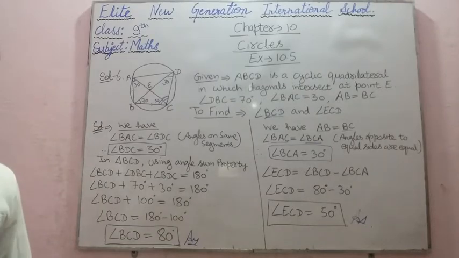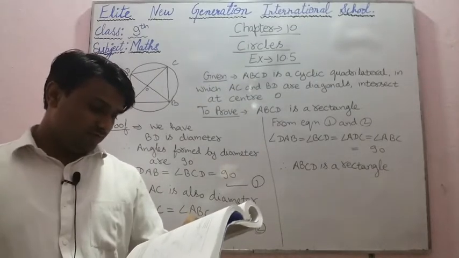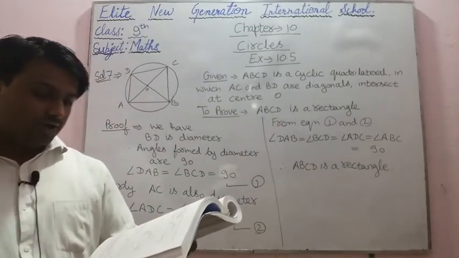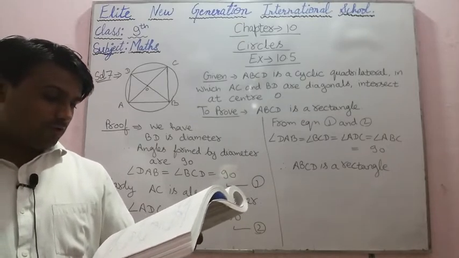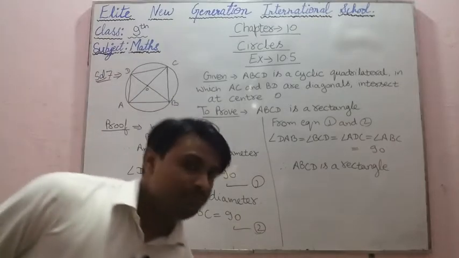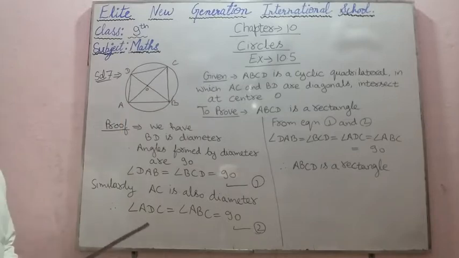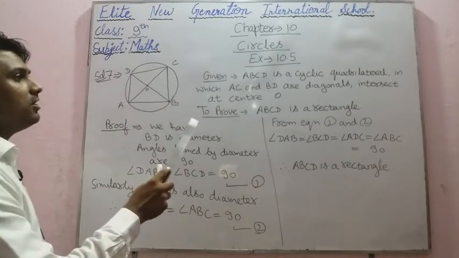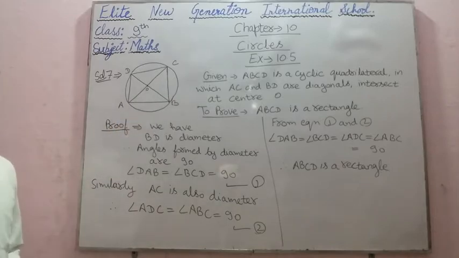Now after this, see the next question. In question number 7 we are given, if the diagonals of a cyclic quadrilateral are diameters of the circle through the vertices of the quadrilateral, then prove that it is a rectangle. So here we are given that ABCD is a cyclic quadrilateral, and in this cyclic quadrilateral the diagonals AC and BD are diameters of the circle.